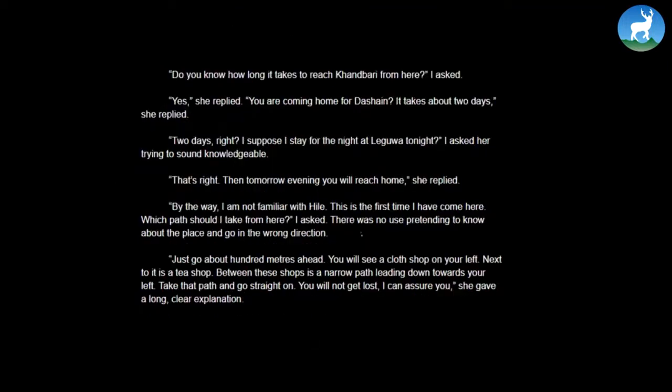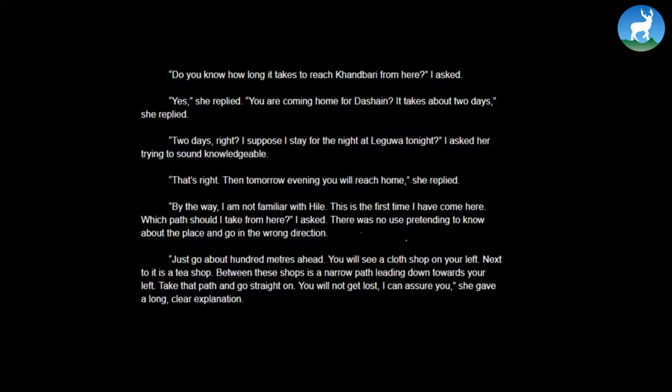Let's continue. Do you know how long it takes to reach Kandbari from here? I asked. Yes, she replied. You are coming home for Dashain. It takes about 2 days, she replied. 2 days, right? I suppose I stay for the night at Legua tonight, I asked her, trying to sound knowledgeable. That's right. Then tomorrow evening you'll reach home, she replied.